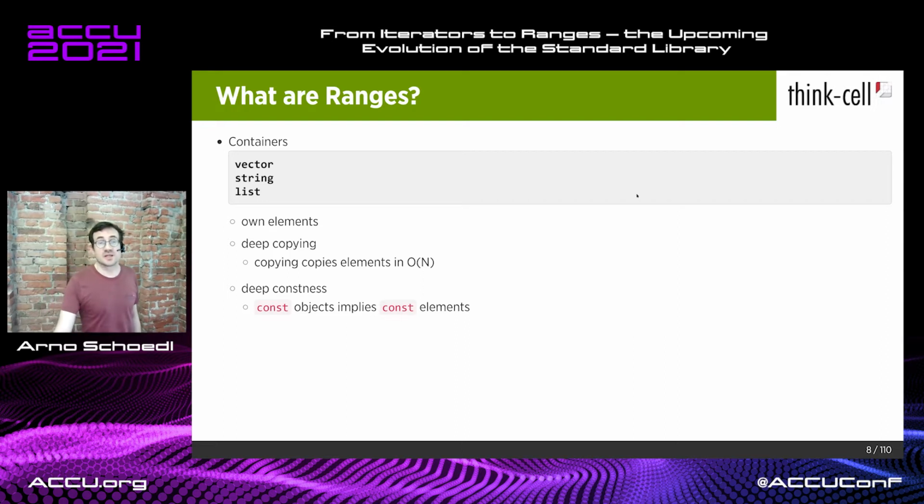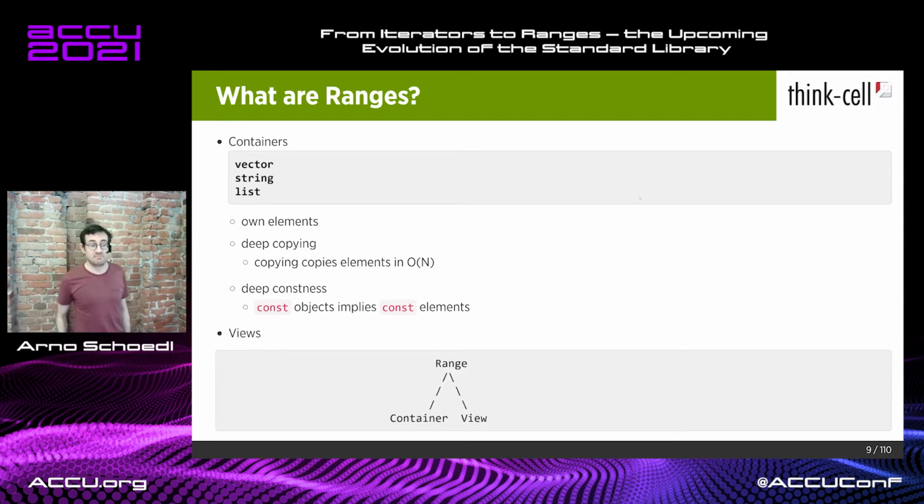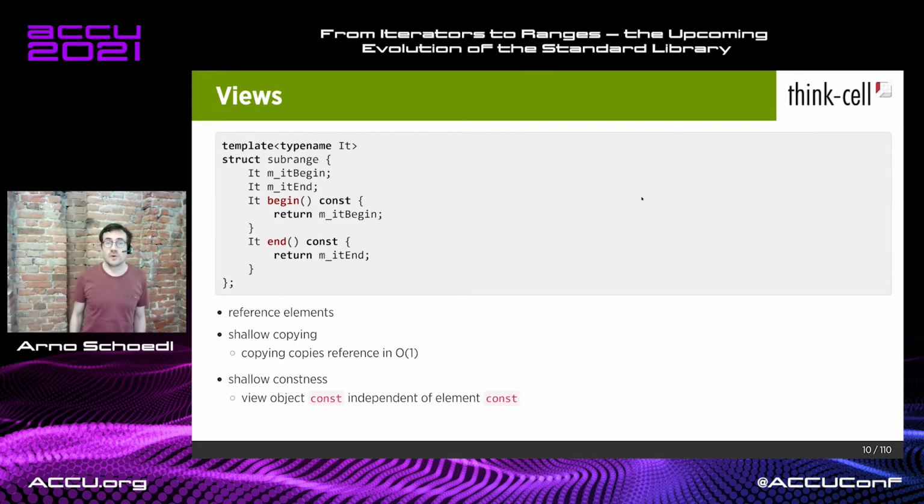And now with the range library, there is a whole different beast, which is a view. And ranges are then just these two groups together, the containers and the views. And views are different. Views are like what we are used to for pairs of iterators. And a simple view would be a subrange. And that's just that. That's just a pair of iterators.